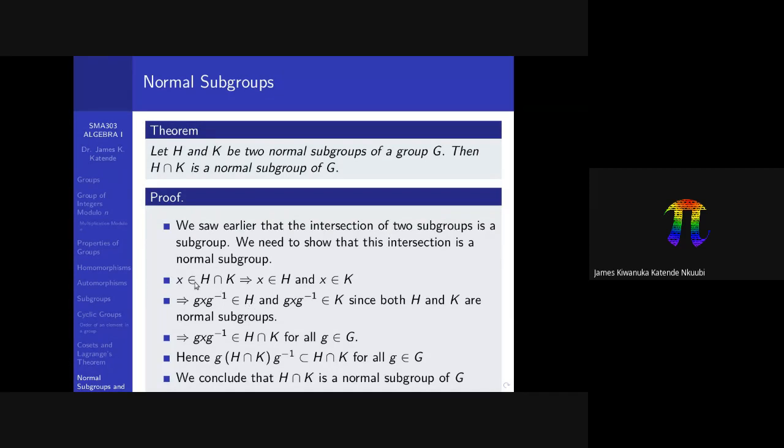So for us to show that this H intersection K is normal, we need to prove this statement at the bottom here. We need to show that for any element G you pick from the group, G multiplied by H intersection K multiplied by G inverse will be a subset of H intersection K. This is what we need to show. So we are going to go through the steps.